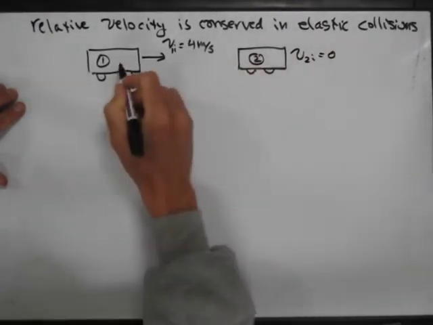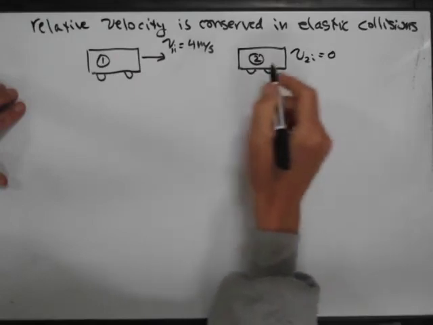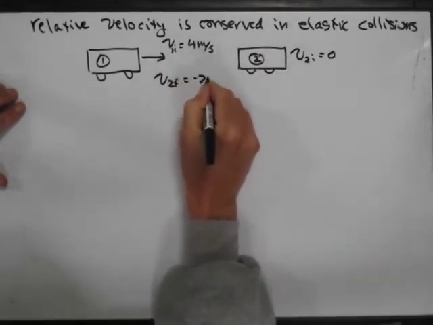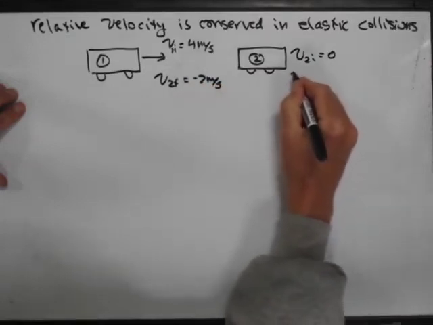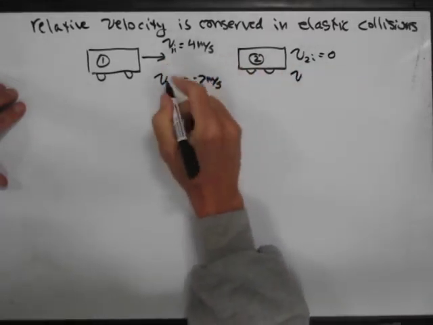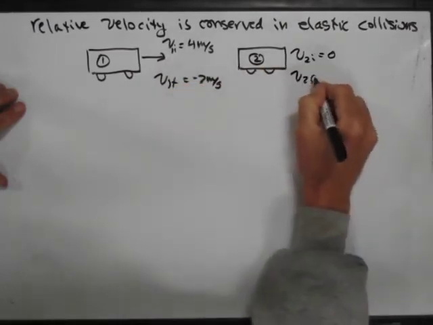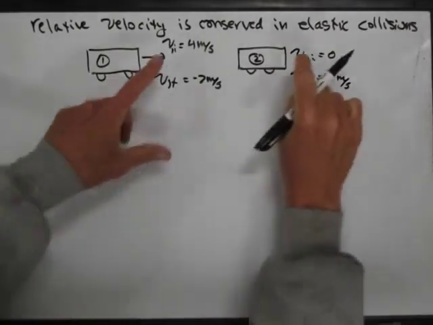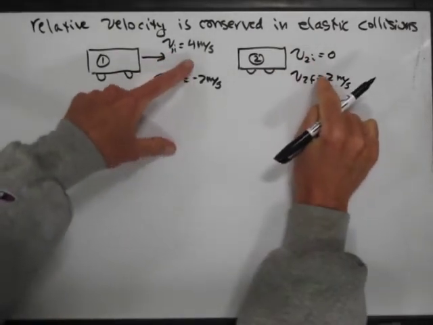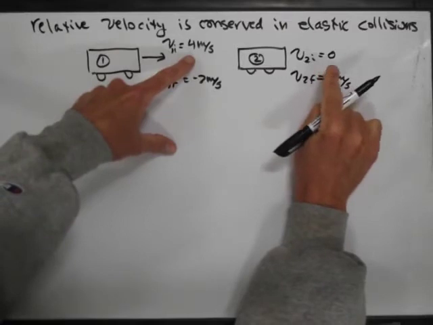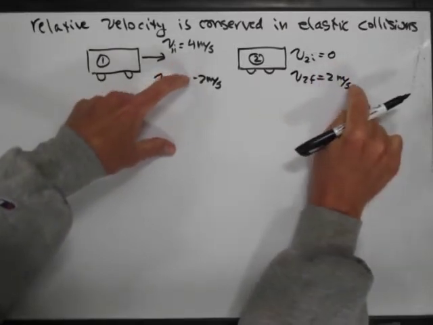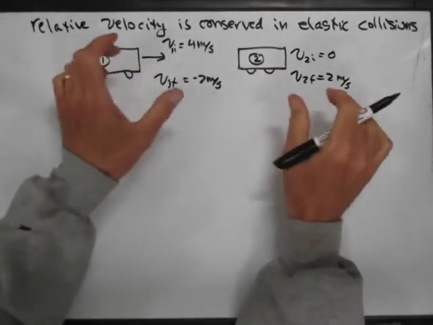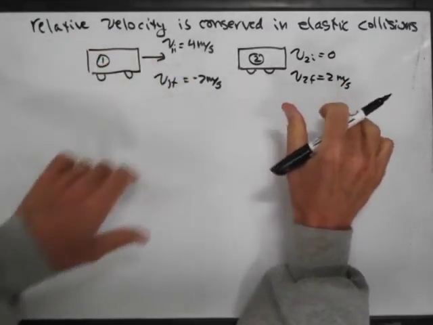When we solve this problem, this guy had a mass of 1 kilogram, this guy had a mass of 3 kilograms, and we got V1 final equals minus 2 meters per second, and V2 final was 2 meters per second. The relative velocity of these two guys is the same, or at least its absolute value. Cart 1 is going 4 meters per second relative to this guy. This guy's going 4 meters per second relative to this guy because he's going 2 this way and this guy's going 2 that way. And so the 4 is conserved.